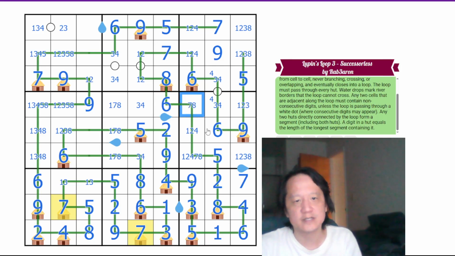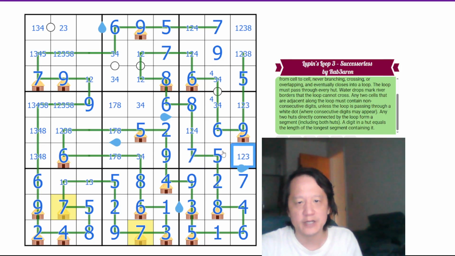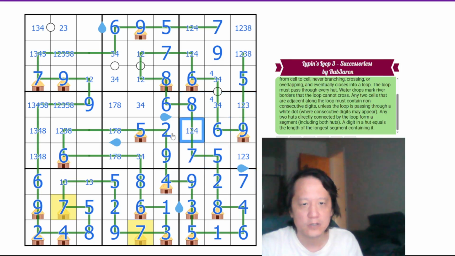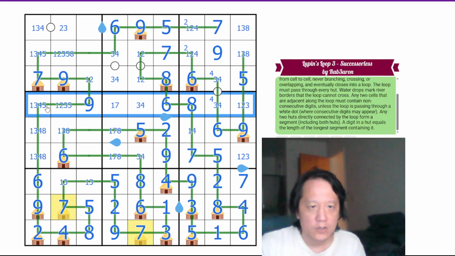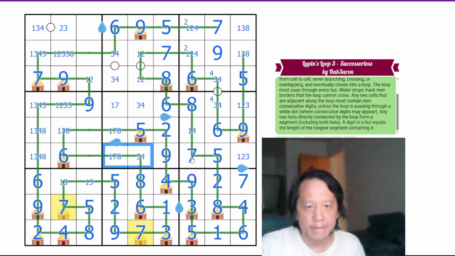This can't be 7. That's consecutive with 6. So this must be 8, which makes that a 7 there. 8 is eliminated in the rest of this box here. 2 eliminates 2 here. So where's 2 in column 7? It must be one of these 2 digits. That eliminates 2 in the rest of the box. 2 eliminates 2 in the rest of this row. 8 eliminates 8 in the rest of this row. So no 8 there. 7 eliminates 7 here. Okay.